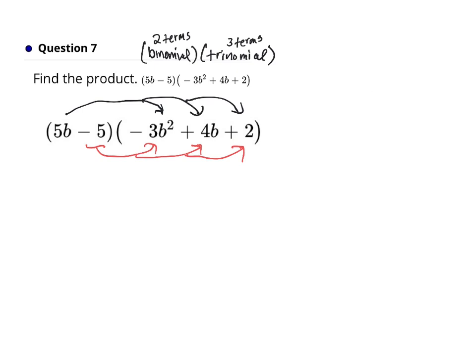So let's start with the 5b. I'm going to do it over to the side and make columns, because when we do this, we're going to have several columns here.